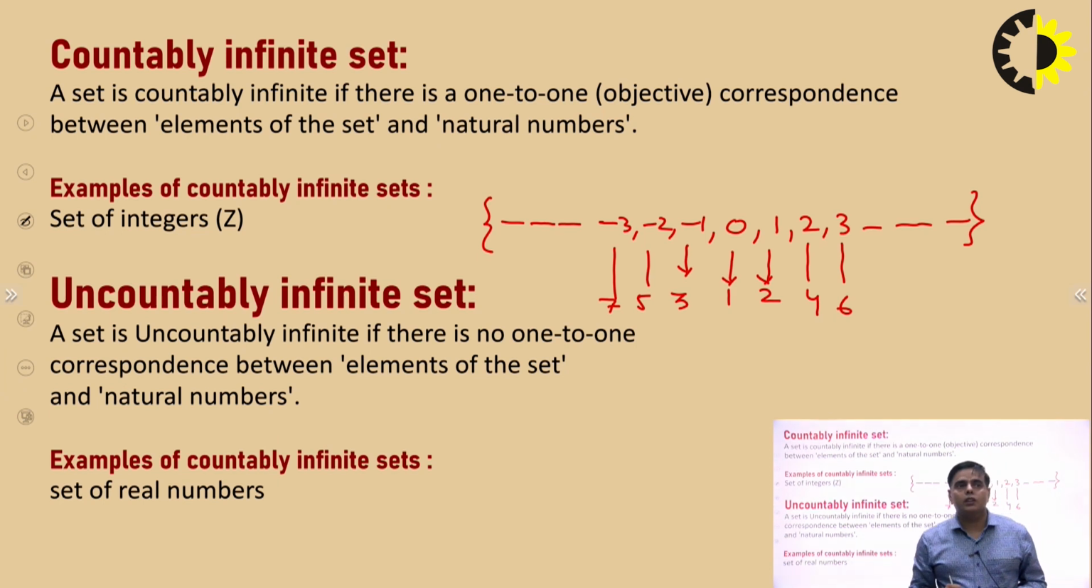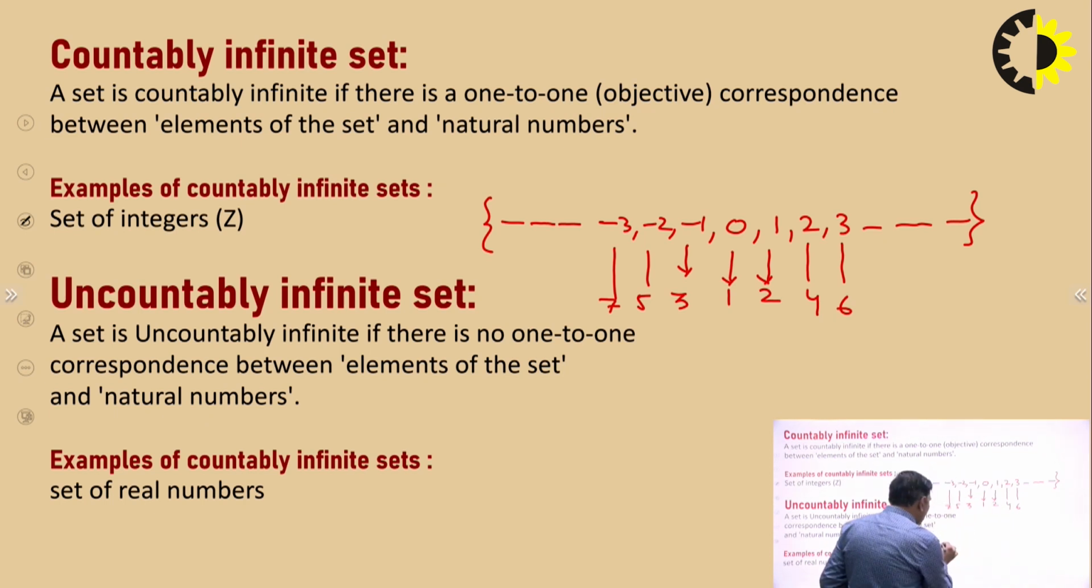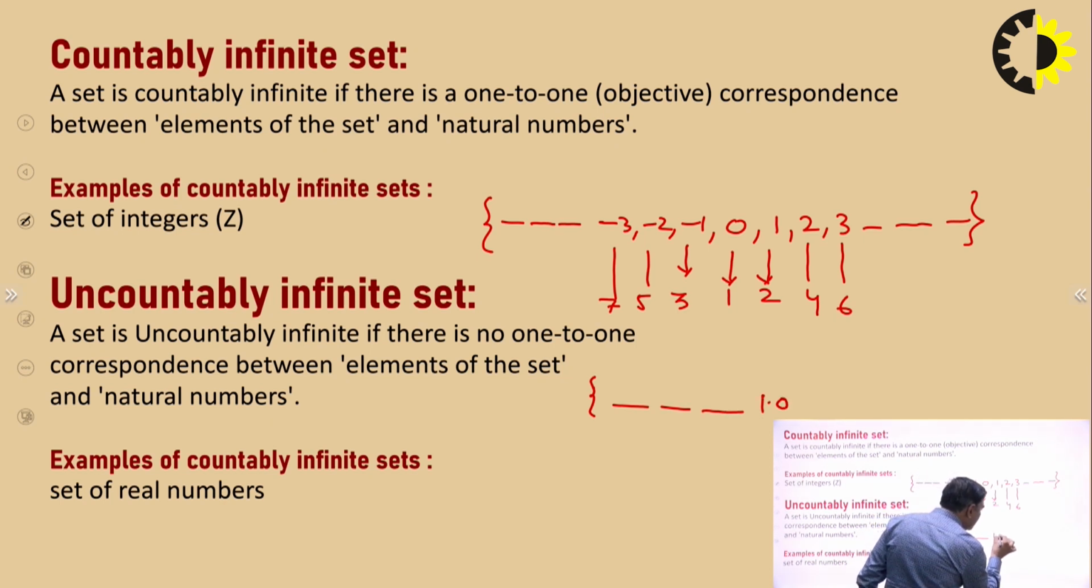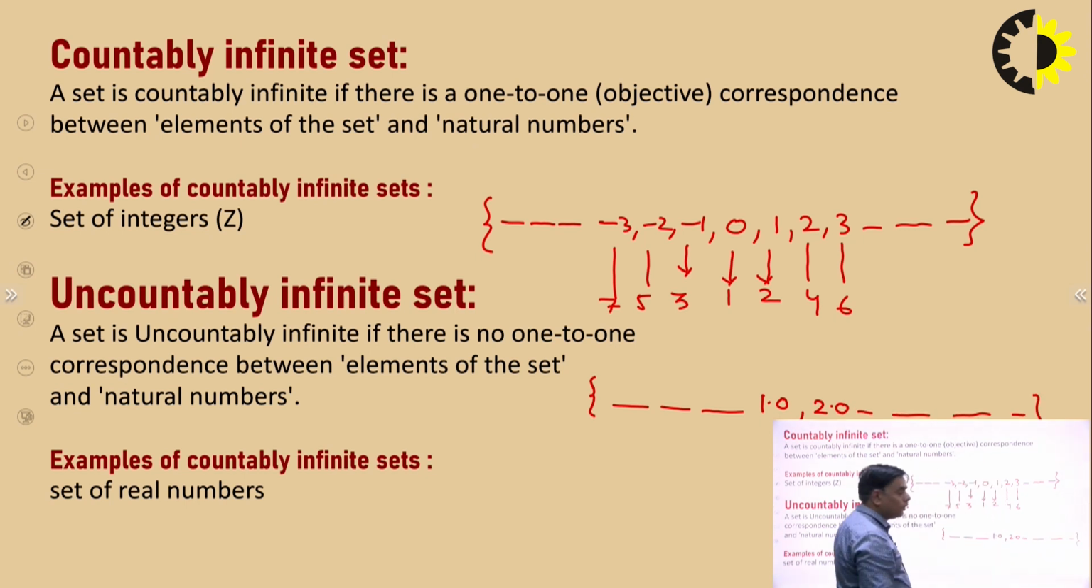The second is the uncountable infinite set. If you cannot make a one-to-one mapping from your given infinite set to the natural numbers, you will say this is an uncountable infinite set, because you are unable to map it with the natural numbers. For example, take the real numbers, which again go from minus infinity to infinity. I am talking about a very small set, 1.0 to 2.0. So how many numbers exist between 1.0 and 2.0?